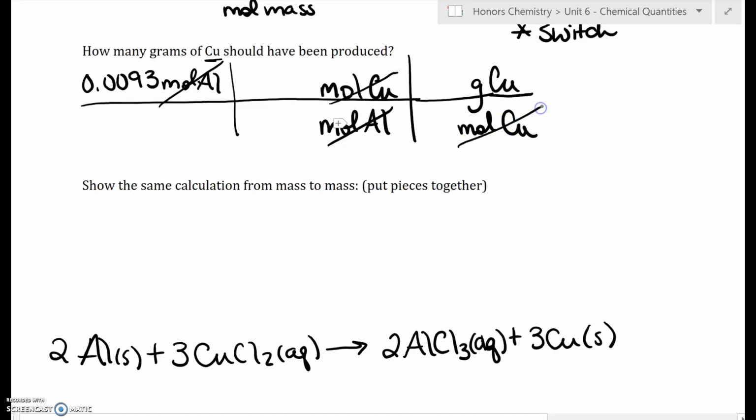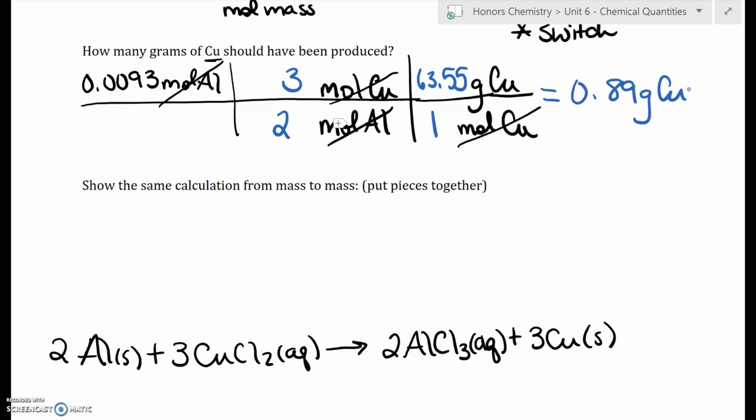So again, always check your units before you go back and fill things in. So if I'm looking at my balanced equation, I've got a 2 in front of aluminum and a 3 in front of copper. 1 mole of copper is going to weigh 63.55 grams because that is its molar mass from the periodic table. When I work my problem, I get 0.89 grams of copper if I'm using significant figures. It comes out to be 0.8865.